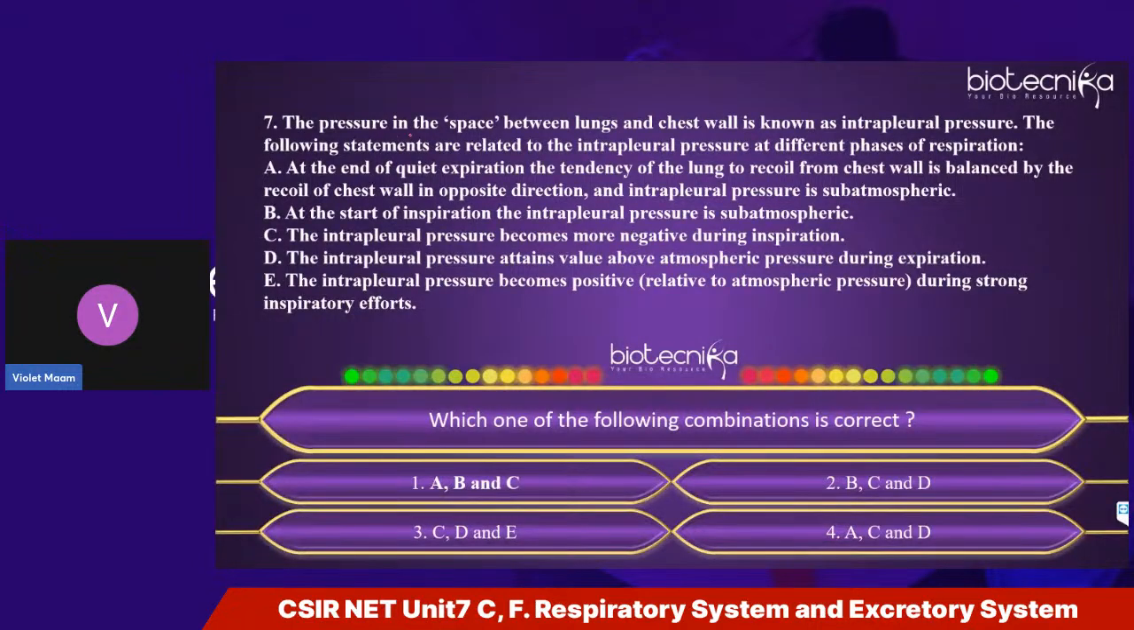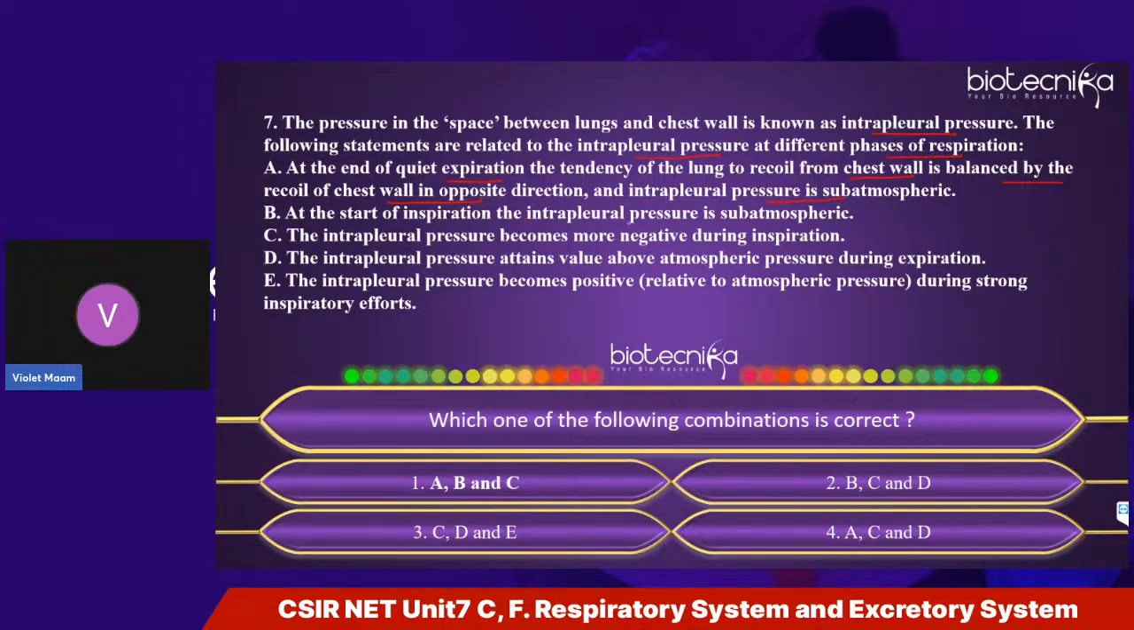Next is from the respiratory system. Again you can see it is a very recent question, statement based. The pressure in the space between lungs and chest wall is known as intrapleural pressure. The following statements are related to the intrapleural pressure at different phases of respiration. A. At the end of quiet expiration, the tendency of the lung to recoil from the chest wall is balanced by the recoil of the chest wall in the opposite direction, and intrapleural pressure is subatmospheric.